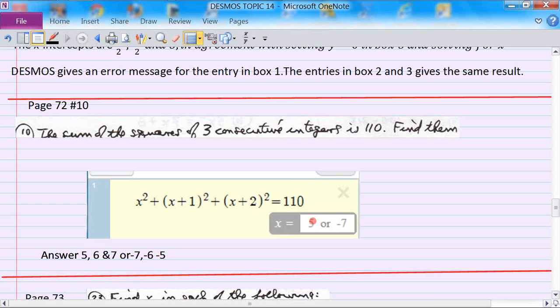If I start with 5, then 5 plus 1 is the next consecutive, and 5 plus 2 is the next one, so I get that. If I start with minus 7 and add 1, I get minus 6. And if I add another 1 to that, I get minus 5. So you can see no work at all. Can check that right away.